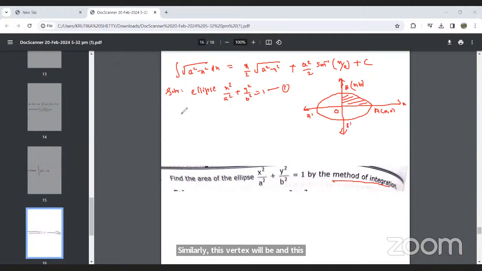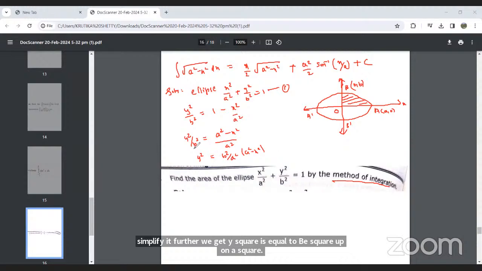Okay, so first what we need to do is write equation 1, simplify it and convert it in terms of y. That is the first step, and then the figure. First we simplify: y square upon b square is equal to 1 minus x square upon a square, or y square upon b square is equal to a square minus x square upon a square. Further simplifying, we get y square is equal to b square upon a square into a square minus x square.